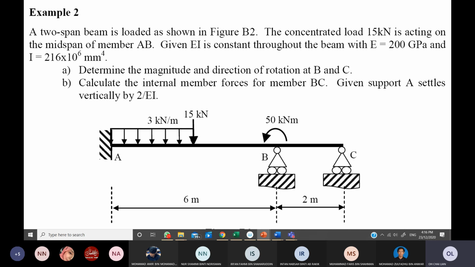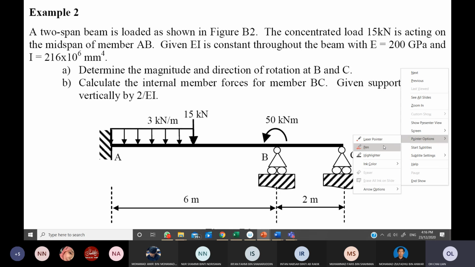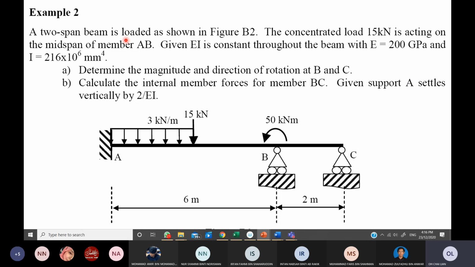Here we have two spans of beam. Let me highlight my reading. Then we have the loading: we have 15 kilonewton, a UDL of 3 kilonewton per meter, and 50 kilonewton meter. This will be considered later under our Q or Q naught. I will explain one by one. Today we'll be covering the whole process of the stiffness method.